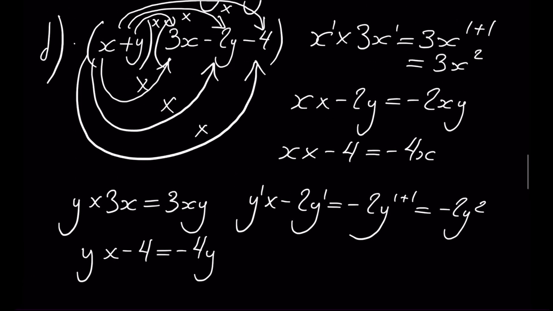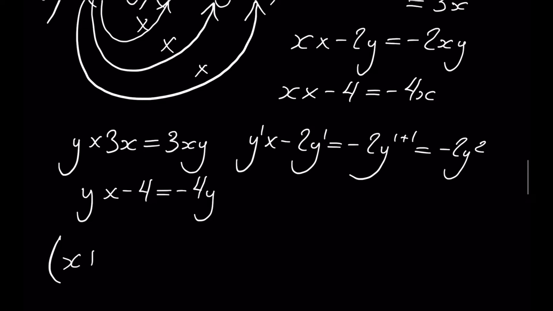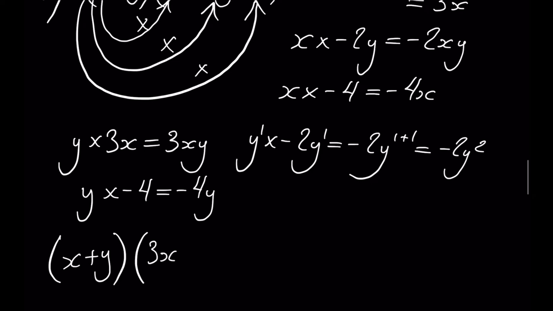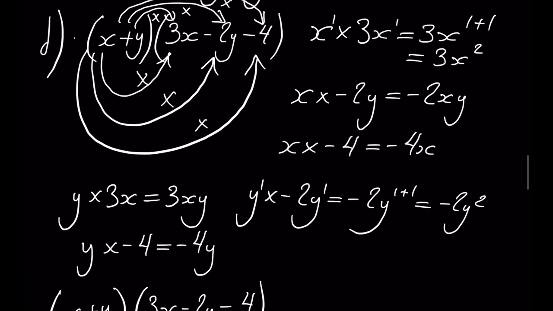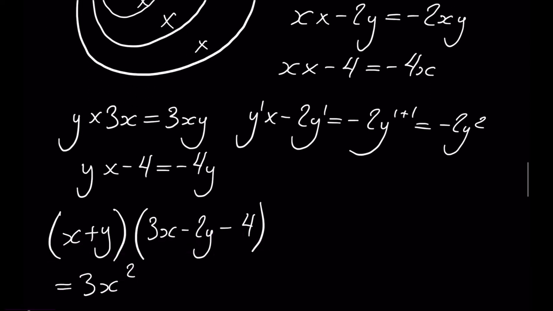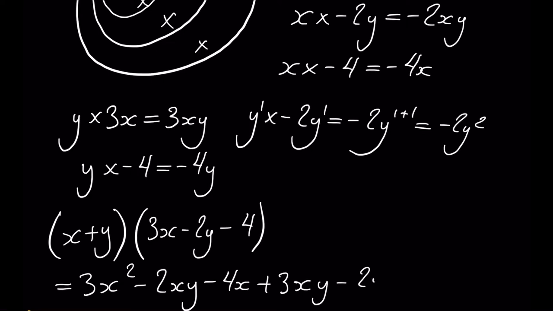And then the answer to x plus y multiplied by 3x minus 2y minus 4 is equal to 3x squared minus 2xy minus 4x plus 3xy minus 2y squared minus 4y.